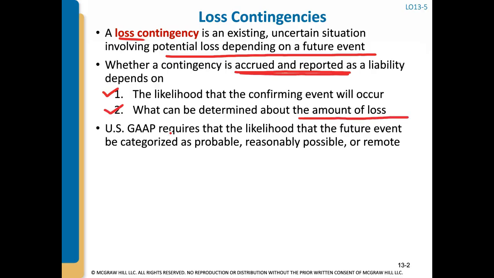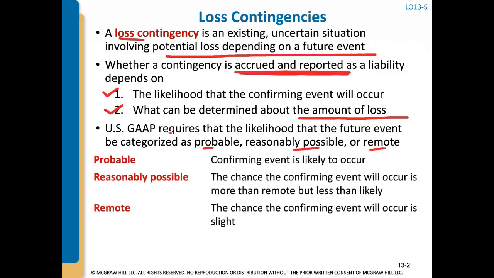Think of a loss contingency, as an example, a lawsuit. A company is being sued by another company, right? So they may lose and they may have to pay out a sum, but it's not known and you don't know the likelihood that the company will lose or win, right? So what US GAAP requires is that you have to look to see if the likelihood of the future event is going to be probable, reasonably possible, or remote.